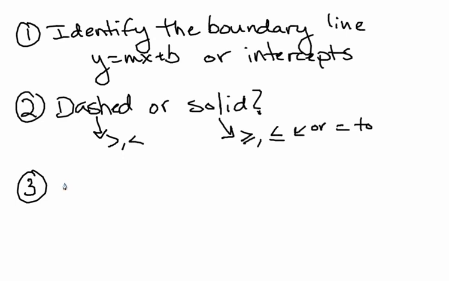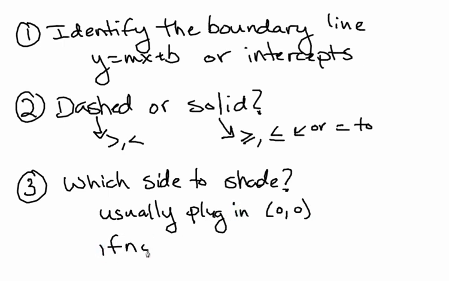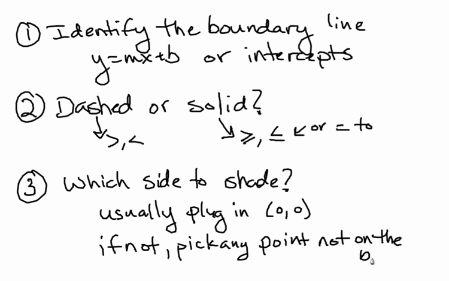The last thing you'll need to do is determine which side you need to shade. Usually you can plug in what point? (0, 0). Okay? Usually you can plug in (0, 0). If not, and remember that happens if the boundary line goes through (0, 0), you can pick any point not on the boundary line. Okay? (0, 0) is usually the easiest, but if it happens to be on the boundary line, you can pick something like (1, 0) or (0, 1) to work instead.